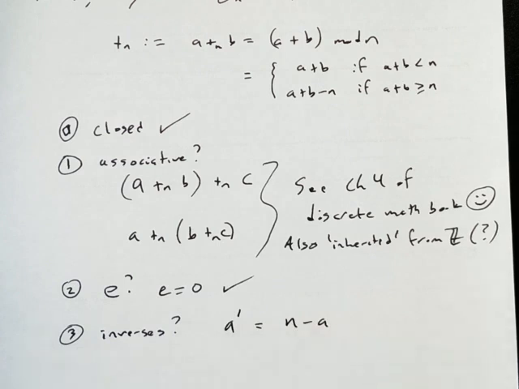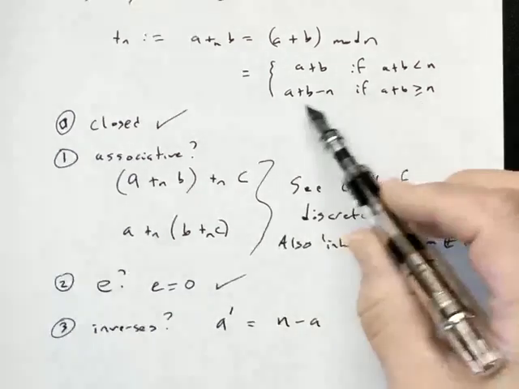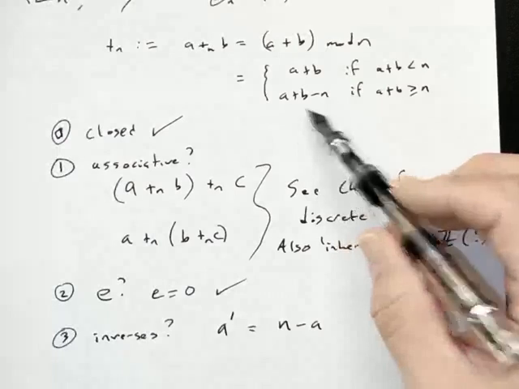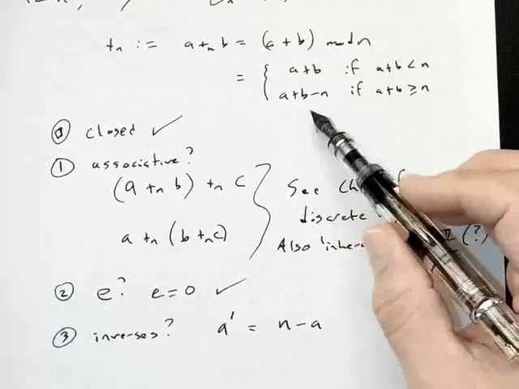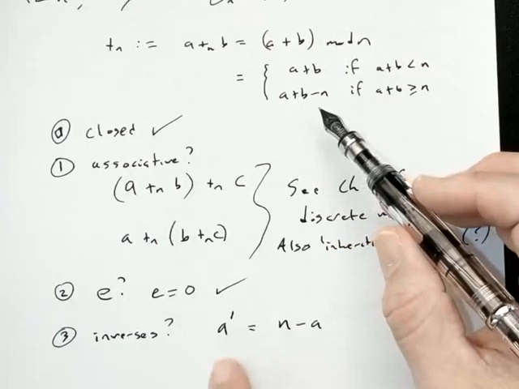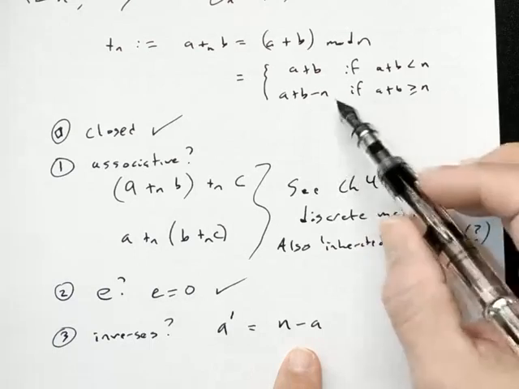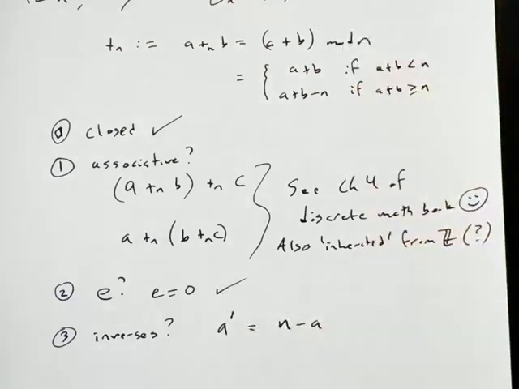is n minus a. Because if you add any number to that, you're going to get n, right? But according to our operation, if you get n, you take a plus n minus a plus whatever minus n, that gives me 0 again, doesn't it? So every time I do this arithmetic, a plus n minus a, I get n. Subtract n, I get 0, which is my identity, which is exactly what I want.